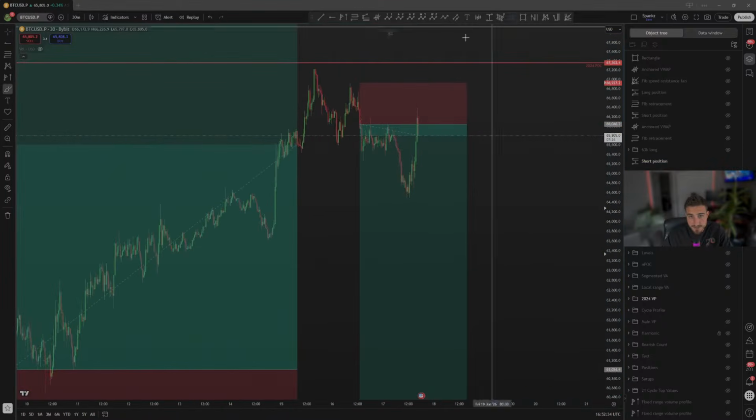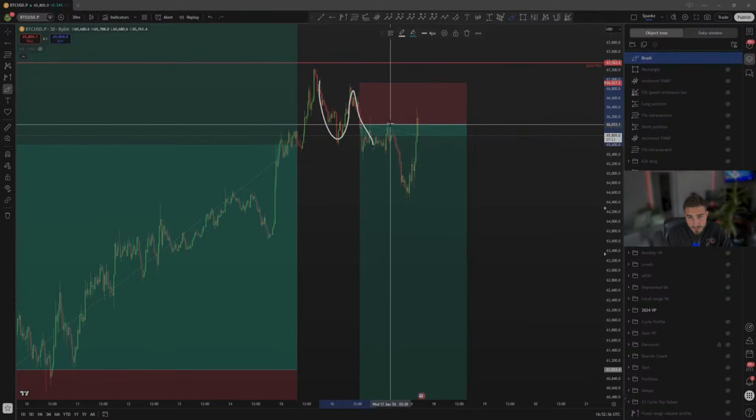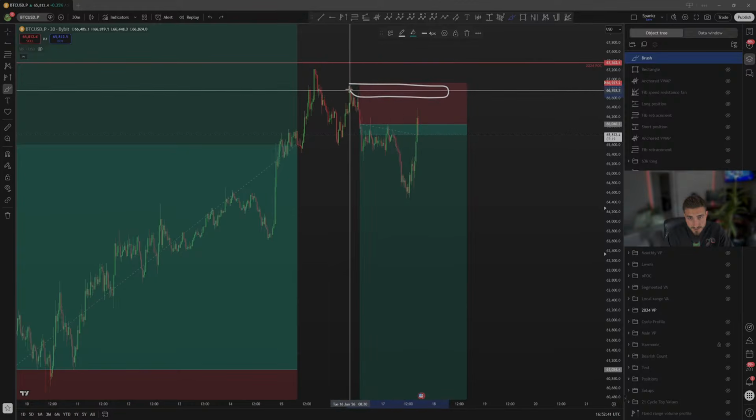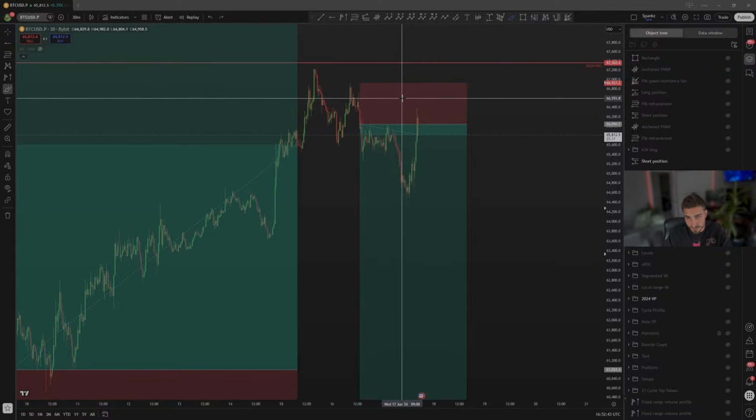Because, in context of this, we have a lower high. I wouldn't really count these as lower highs, right? So this is the high to be considered, right? So I would keep my invalidation there. And again, it's about understanding the narrative.